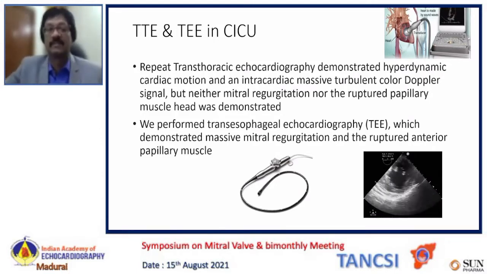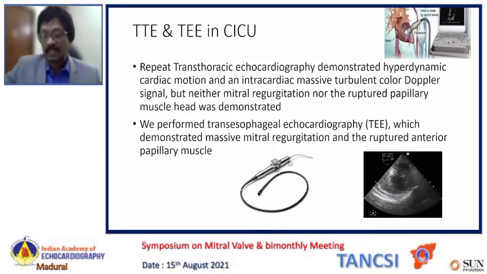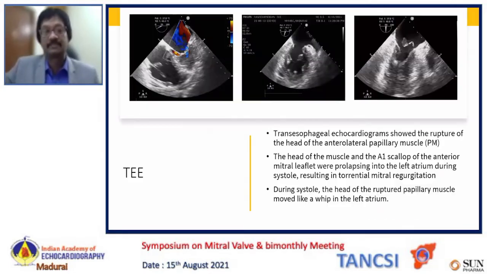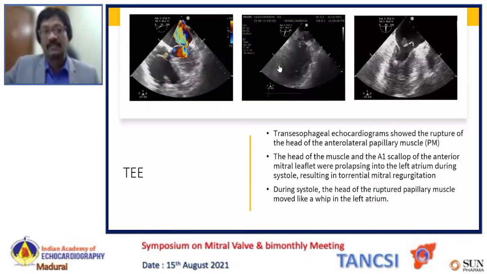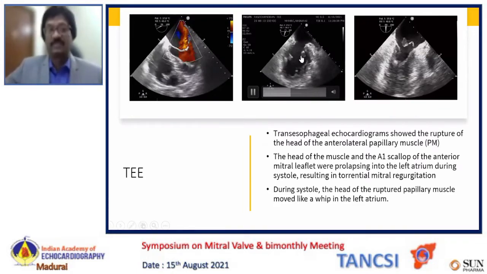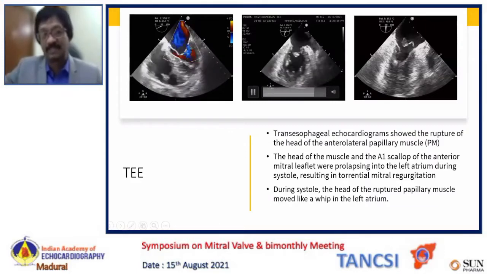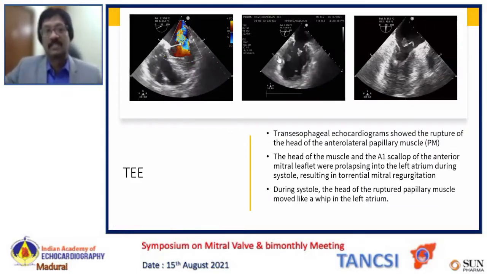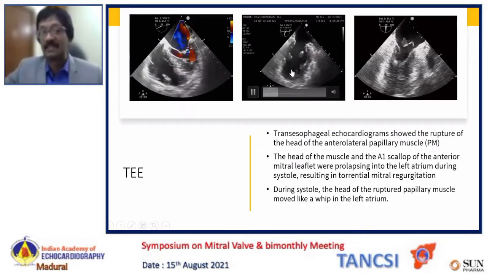So we did a transesophageal echocardiogram, which shows massive, torrential mitral regurgitation with a rupture of the anterolateral papillary muscle, which is very unusual. Everyone knows that posterior papillary muscle rupture is the common one and occurs 6 to 12 times more than anterolateral papillary muscle rupture. You can see from this view that there is actually a complete rupture. Papillary muscle rupture can be partial, incomplete, or complete. You can see a complete rupture, and this was not easily seen in the routine view.